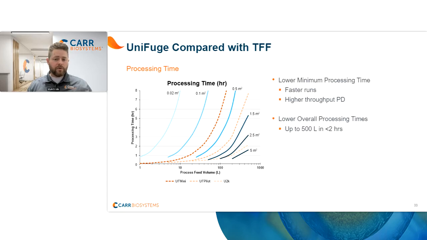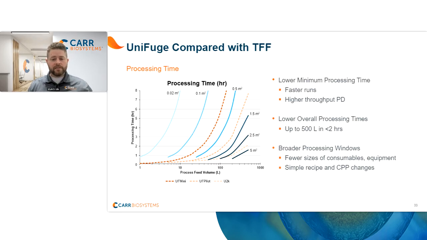When we have that lower overall processing time, even at 500 liters, we can be processing that material in less than 2 hours. And because these have very broad windows of processing, you have fewer consumables to worry about, and you can have simple recipes and simple critical process parameters.